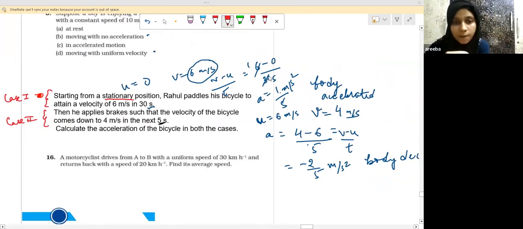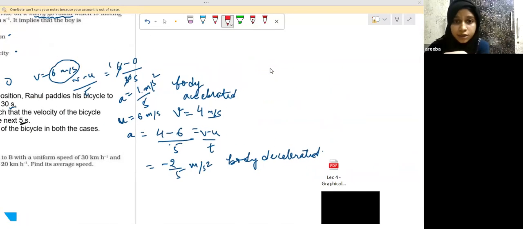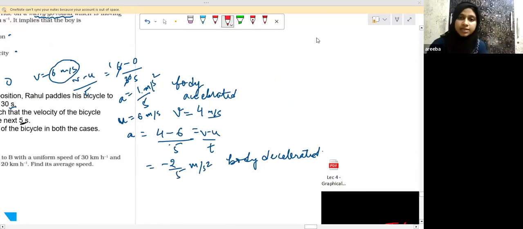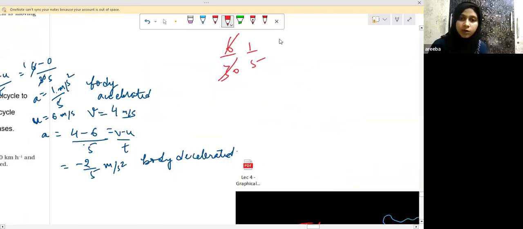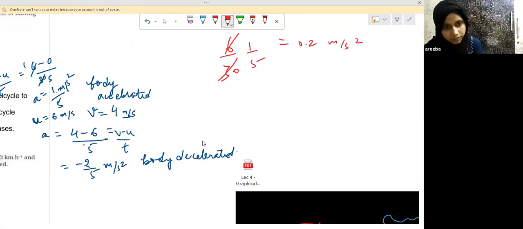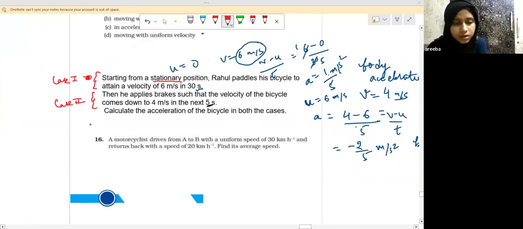So 6 minus 0 upon 30, because 30 is the time. 6 upon 30, 1 by 5. इसको डेसिमल्स में कर लो. 0.2 मीटर पर सेकेंड स्क्वायर. Easy. This one तो was very direct.